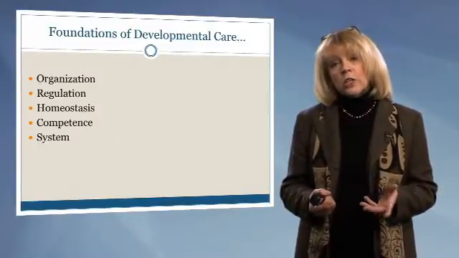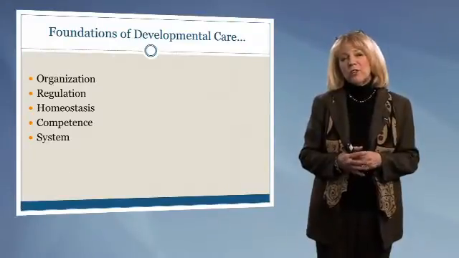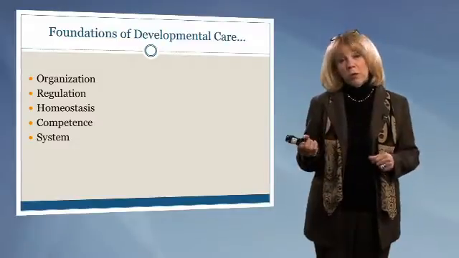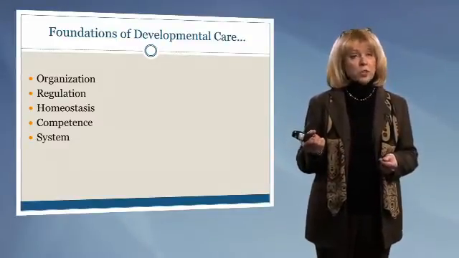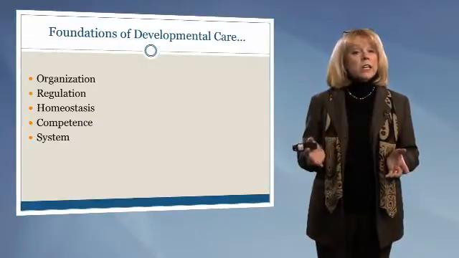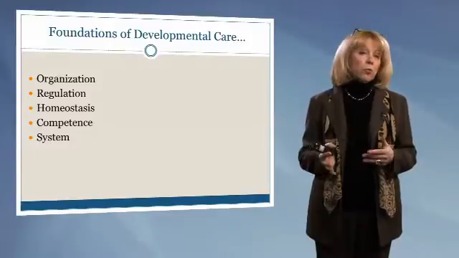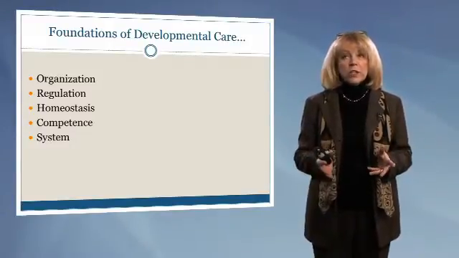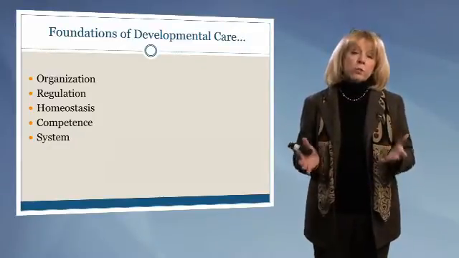And then, of course, we look at those foundations for developmental care. When we look at foundations, we're talking about five topics: organization, regulation, homeostasis, competence, and system. And if you read any articles on developmental care, you're probably going to find one of these words in every one of those articles, because when we are looking at organization, we want our infants to be organized.